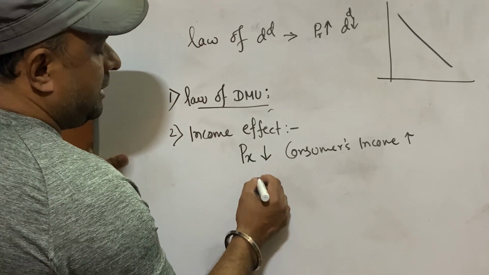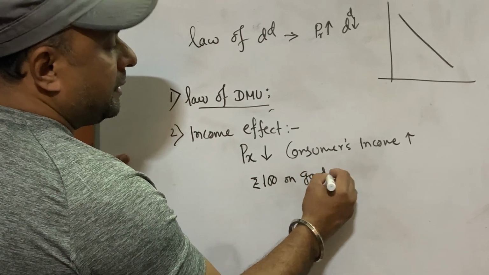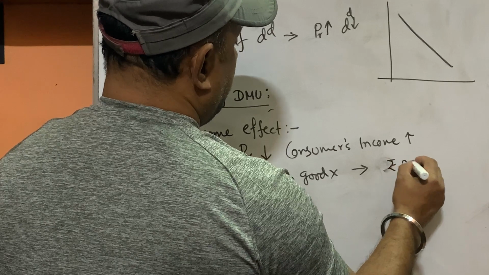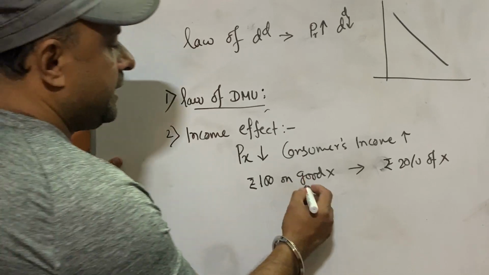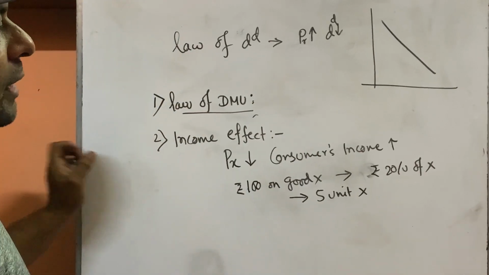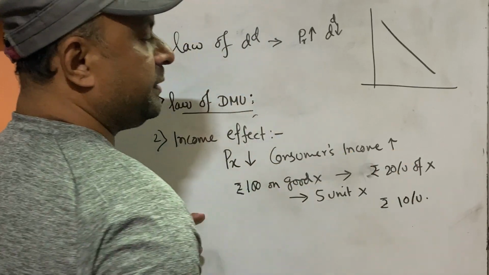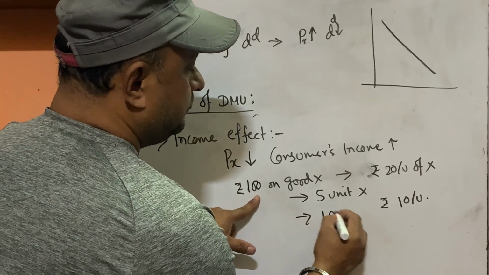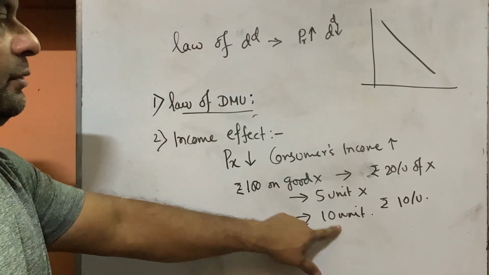For example, suppose earlier he spent 100 rupees on good X, and the price of the good at that time was rupees 20 per unit of X. So with 100 rupees he could consume 5 units of X earlier. Now if the price reduces from 20 to, suppose, rupees 10 per unit, what happened? With the same income he can purchase 10 units now. Earlier he was able to purchase 5 units, now he can purchase 10 units with the same income.